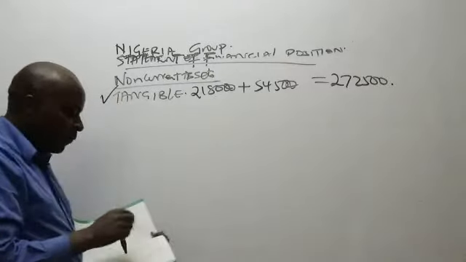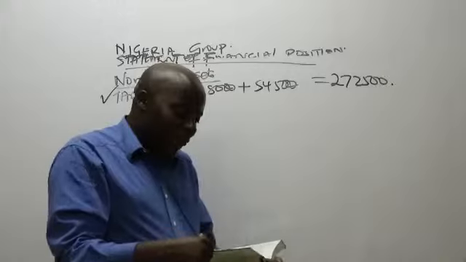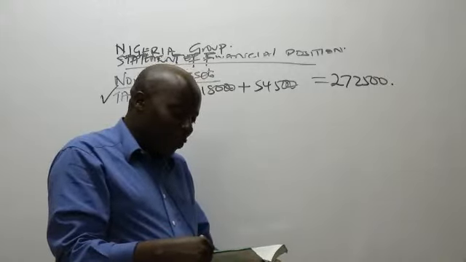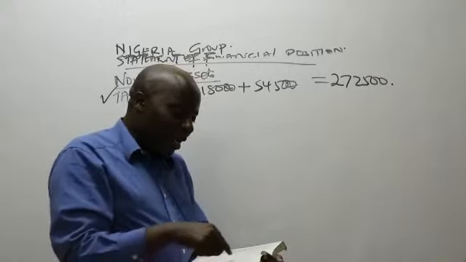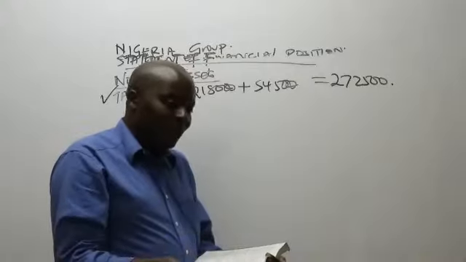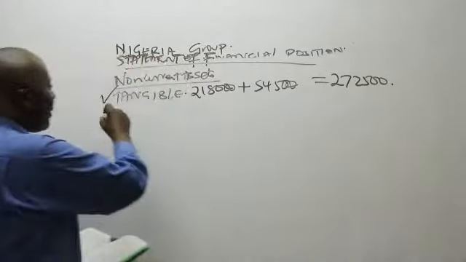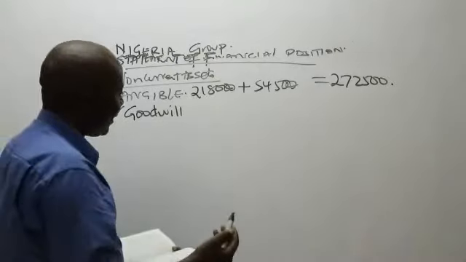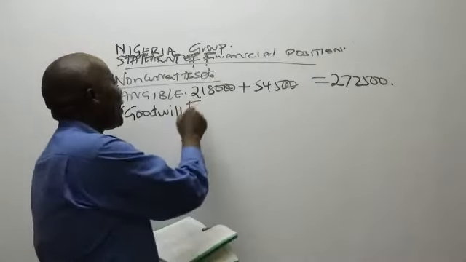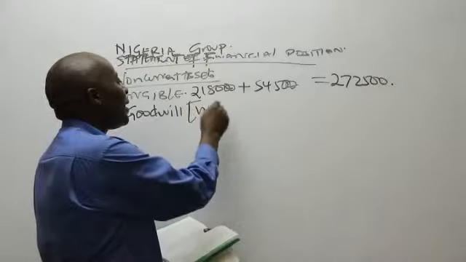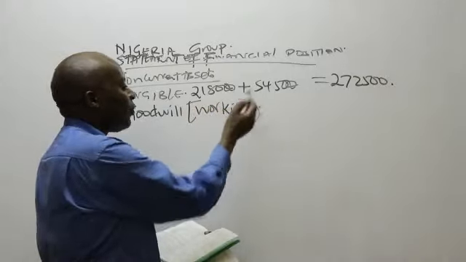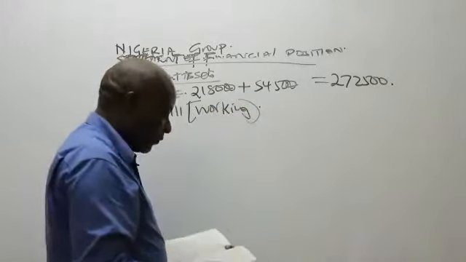Now, after tangible and current assets, I know the next thing should be goodwill. It doesn't matter the order really. I can't talk of investment in a subsidiary. So I'll simply come and write there goodwill, and then I'll write for my examiner that I need a working for this.